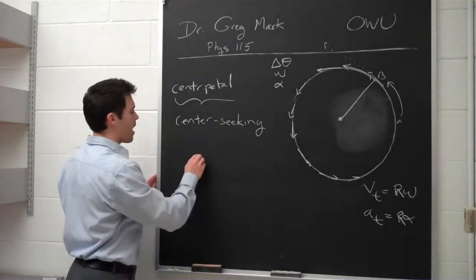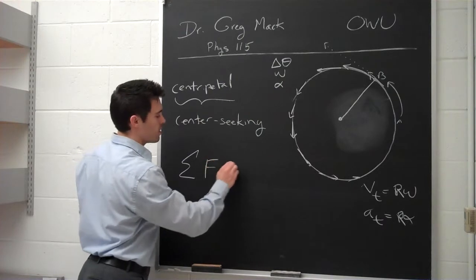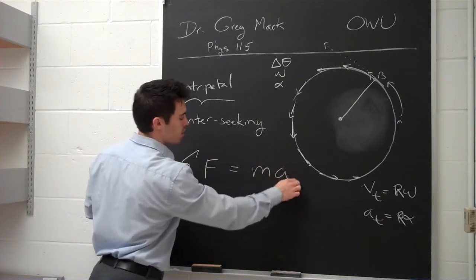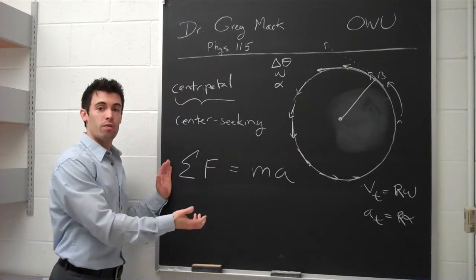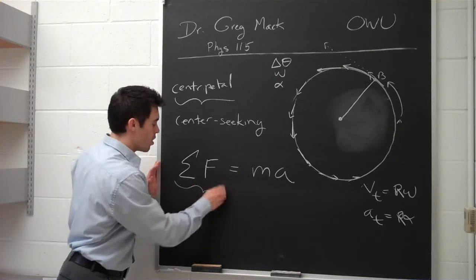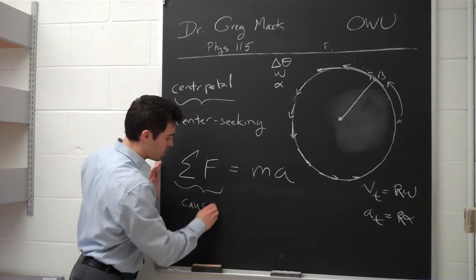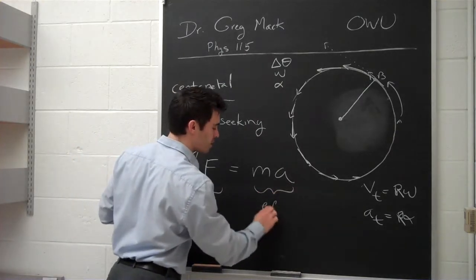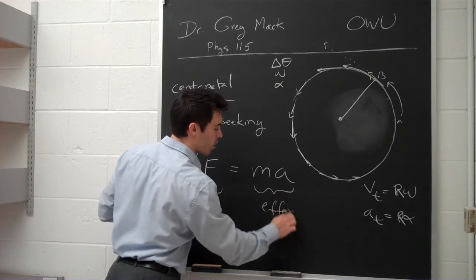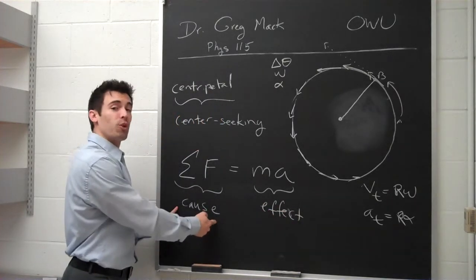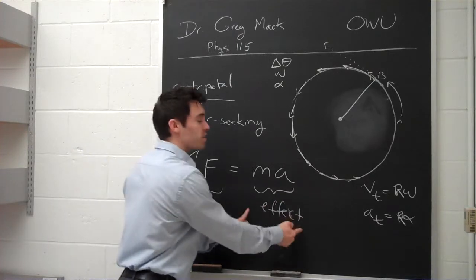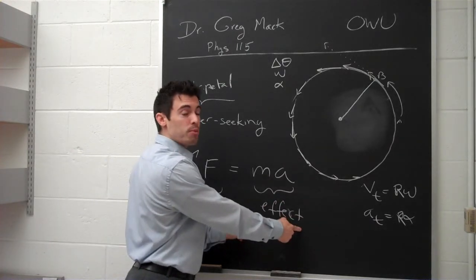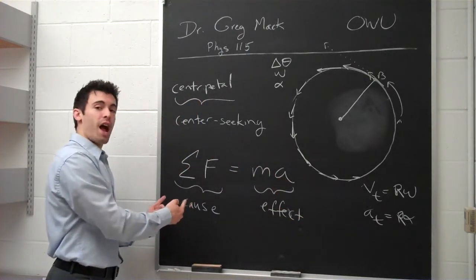So if we have the sum of the forces is equal to ma with regard to Newton's second law, where this also is the cause and this is the effect, or these are the things which influence an object's behavior, and this is the resulting behavior of the object because of these forces that are acting on it.